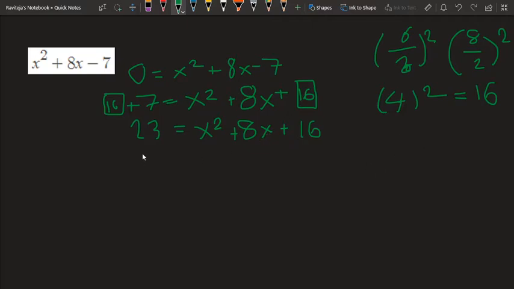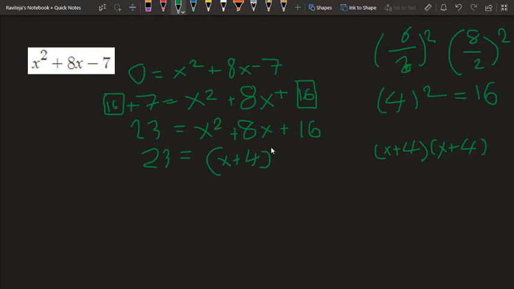If you look at it, x squared plus 8x plus 16 can be factored into x plus 4 times x plus 4. But if you look closely, you'll notice that these two terms, x plus 4, are the exact same thing. So we can make x plus 4 times x plus 4 into x plus 4 squared.